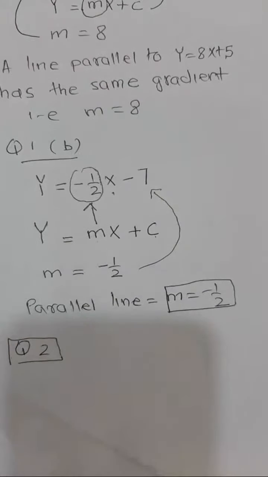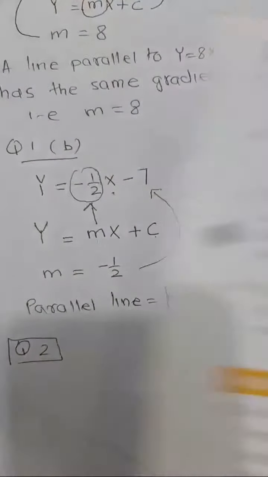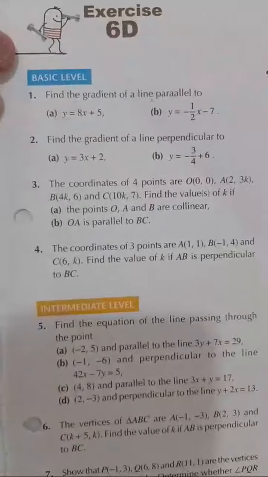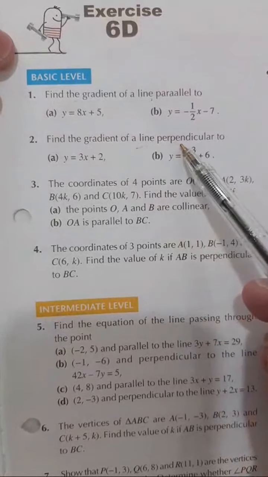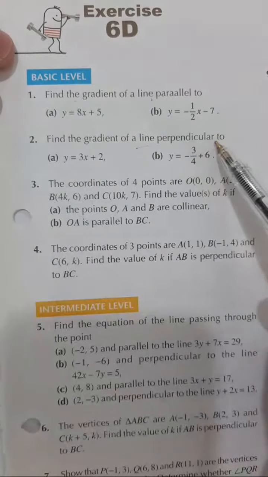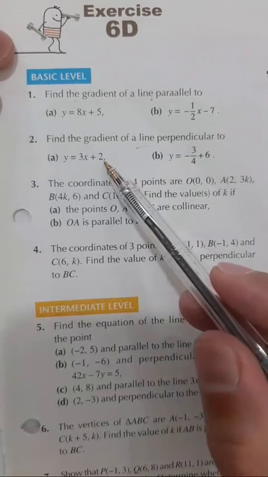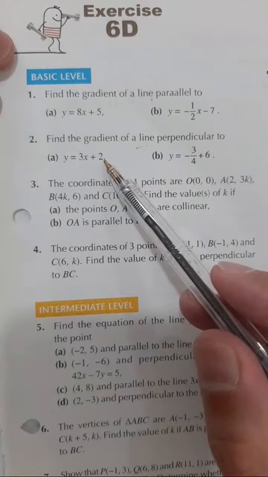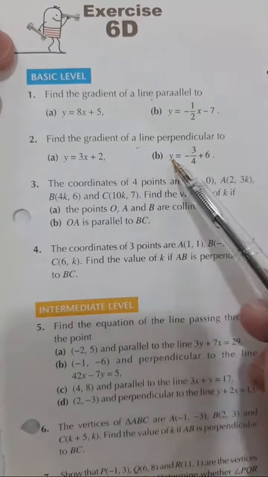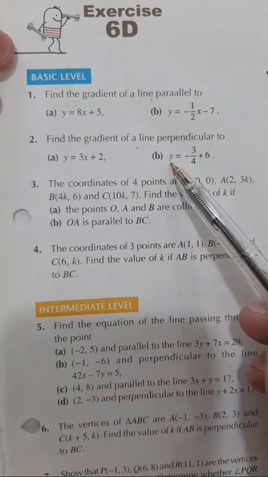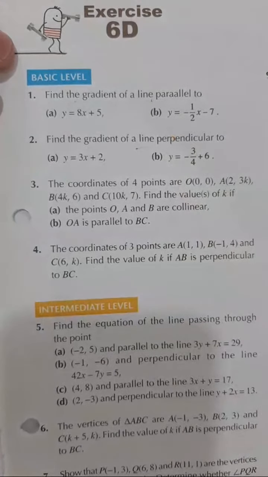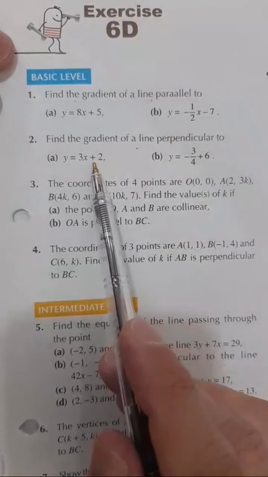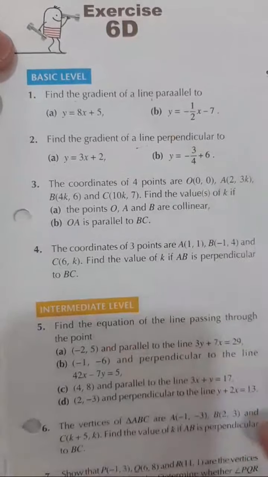Let me just point out the question over here. Question number 2 is, find the gradient of a line that is perpendicular to. In part A, an equation is given for a straight line, and in part B we have a different equation because we have a different line now. Now we have to find the gradient of a line perpendicular to this line and then to this line.